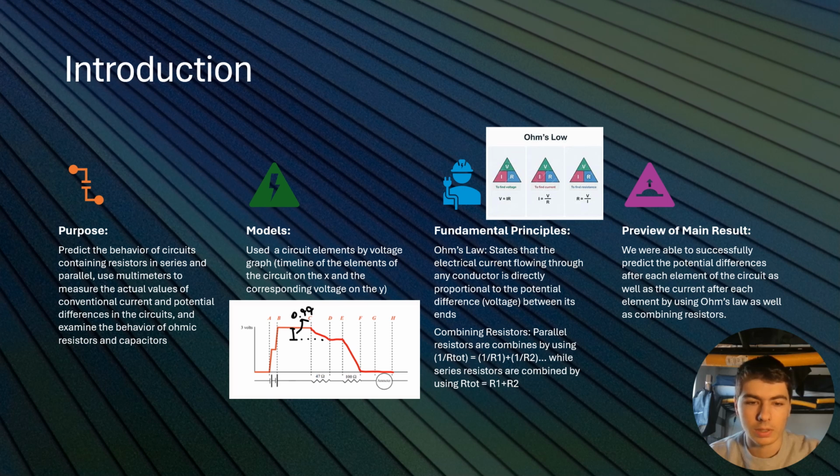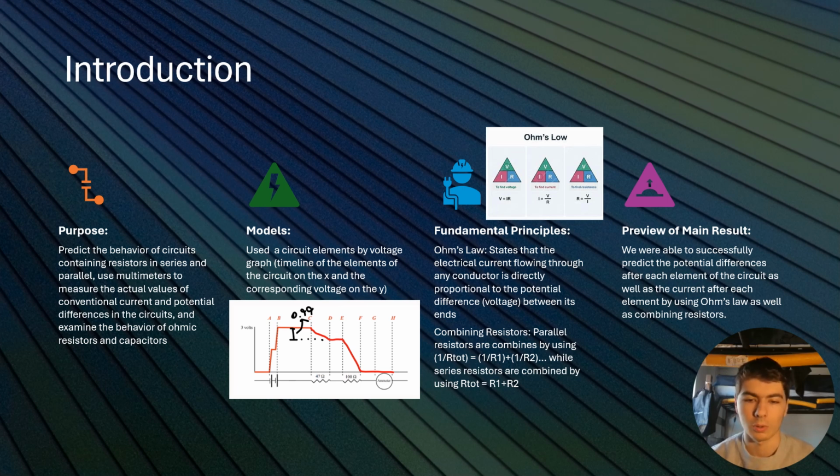So the purpose of this is to predict the behavior of circuits containing resistors in series and parallel, to use multimeters to measure the actual versions and see the potential differences, and to examine the behavior of ohmic resistors and capacitors. The model we used was a circuit elements by voltage graph. You can see it over there. It's the timeline of when the elements arrive, such as the resistors, the batteries and the ammeter, and how the voltage decreases or increases according to those.